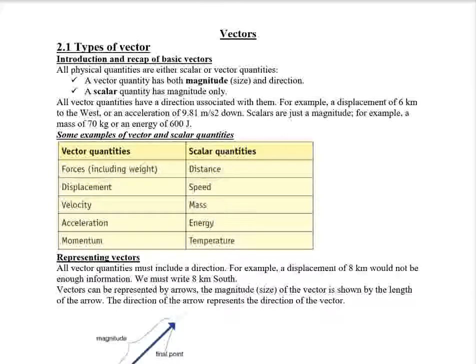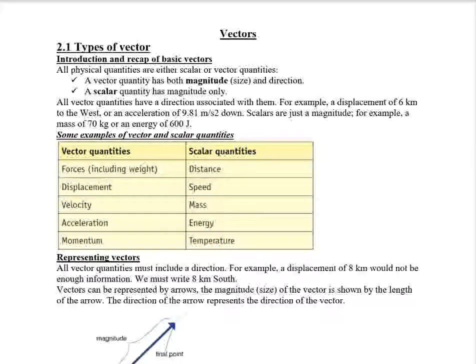Today we'll start Unit 2 of grade 11 physics. Therefore, we will see about vectors. First, let us start from types of vector. Before starting types of vector, let us see the basic vectors. Let us recap and how we can represent vectors.